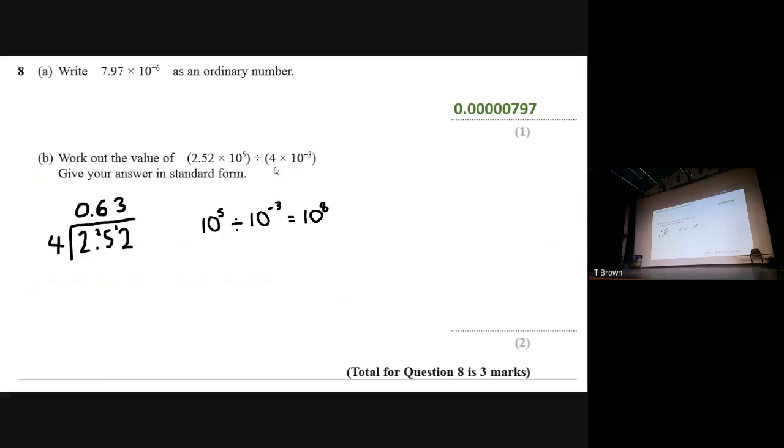And it makes sense. If you think about trying to fit 0.004 into 252,000, loads of them are going to fit in. Way more than 252,000. So it's going to be a really, really, really big number. And so that's what I've got so far. But that's only going to get me 1 mark, sadly.